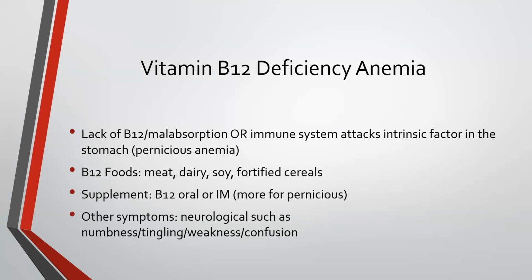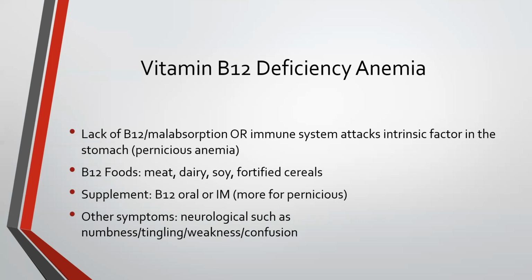And so B12 foods, again, we're going to start with the least invasive. That would be meat, dairy, soy, or fortified cereals. So you see a lot of these kind of coincide. Hopefully you see a connection here. Or you can have an oral B12 supplement, which doesn't really have any restrictions to it. Or for people who have more severe anemia, or for people who have that pernicious anemia where the intrinsic factor gets attacked, it may be more suitable to get IM injections. And those can start out as kind of weekly and then move to monthly.